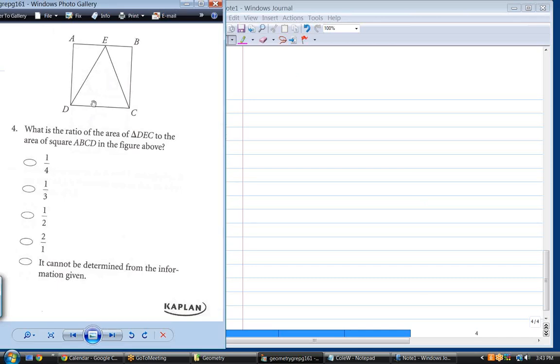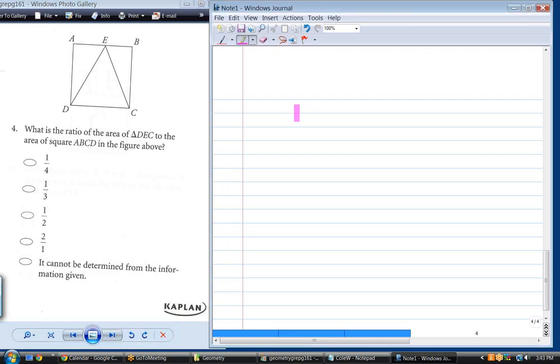They want the ratio of the area of this triangle to the area of the entire square. One third or one half? One half. And let's talk about that a little further. It doesn't matter if this is a square or a rectangle. It could be a rectangle.